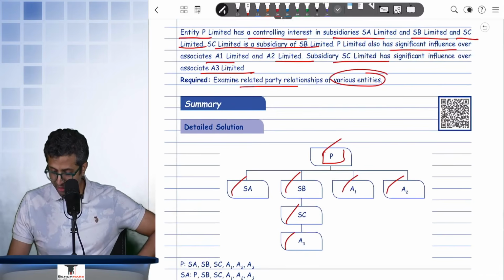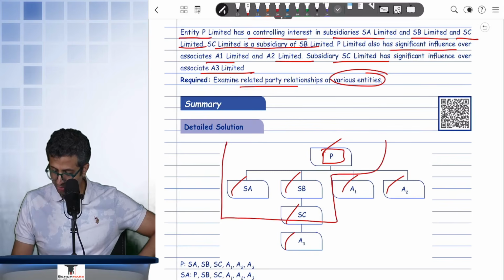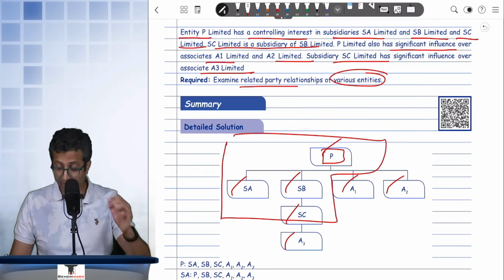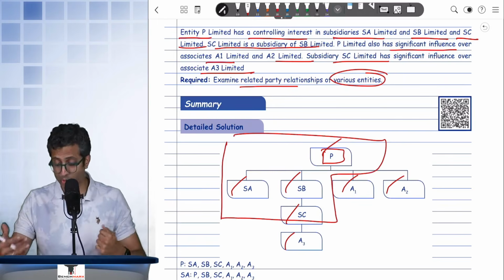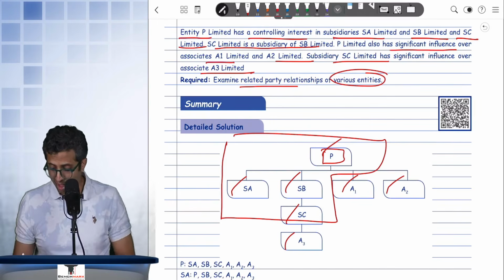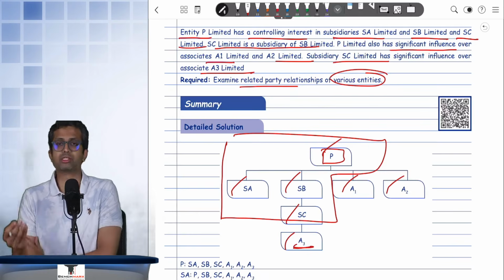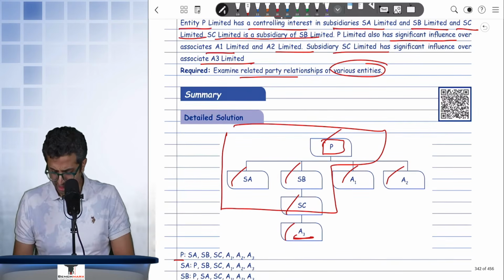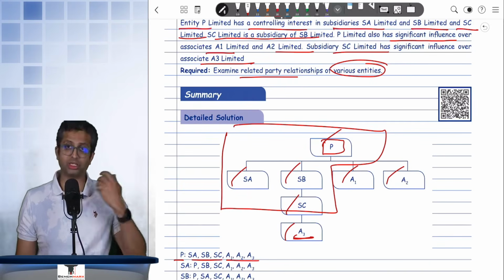So if I look at P, for P, SA, SB, SC will be related. Why? Because they are members of the same group. That is under clause A. A1 and A2 will also be related because they are associates of P, that is a reporting entity. And A3 will be related because it is associate of a group member, that is SC, and hence for P I can say SA, SB, SC as well as A1, A2, A3 will be related.